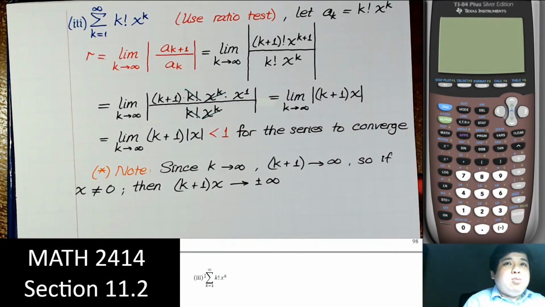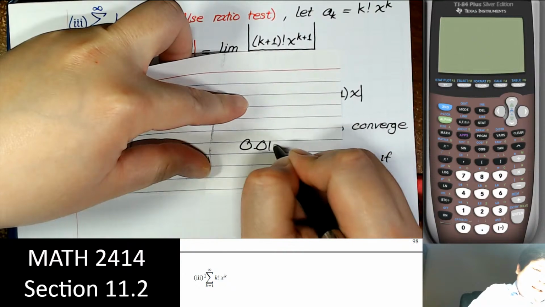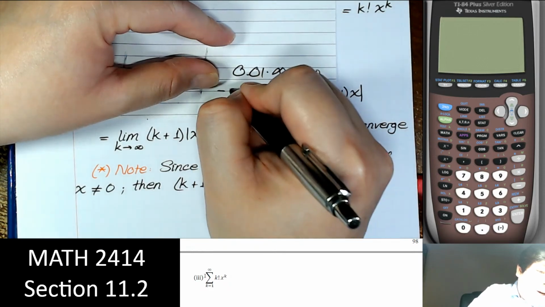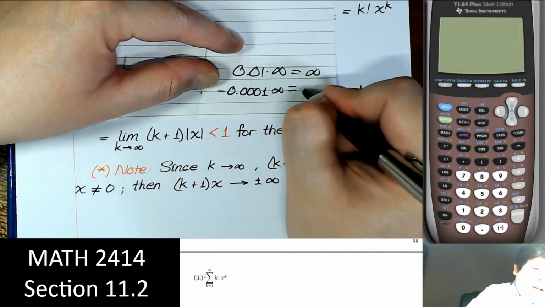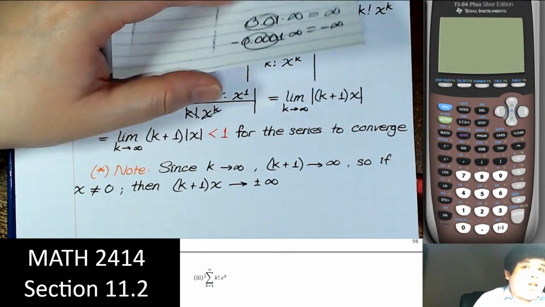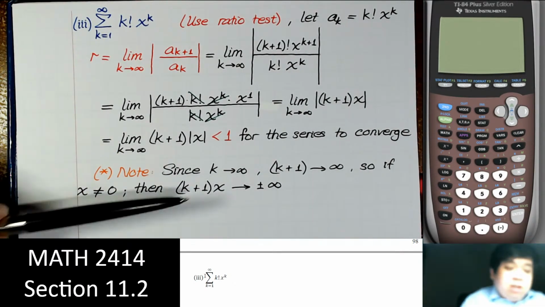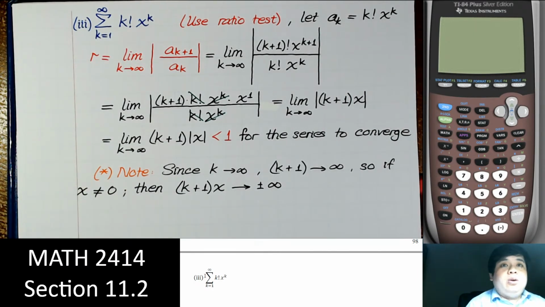If x is a very small number like 0.01 times infinity, of course it is still infinity, but x could be a very small but negative number. When times infinity, it will be negative infinity. So it doesn't matter how small the number is, if it is a constant multiplied by infinity, it will be infinity. So in that case, the only thing that makes it less than 1 is that x has to be 0, because 0 times infinity is indeterminate.